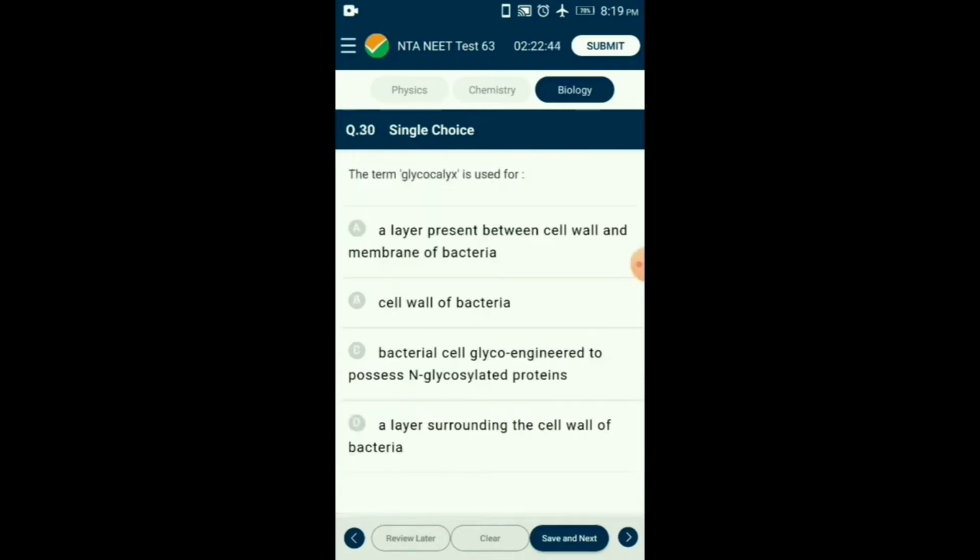Question number 30. The term glycocalyx is used for... Bacteria are surrounded by a three-layered envelope. The outermost is the glycocalyx, followed by the cell wall and then the plasma membrane. Glycocalyx is the outermost layer of the envelope. It differs in composition and thickness among different bacteria. So the answer for this question is option D, a layer surrounding the cell wall of bacteria.